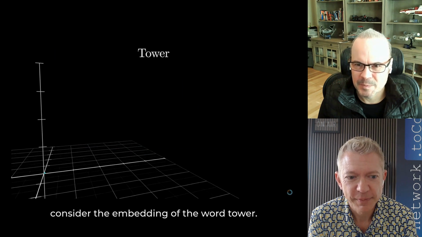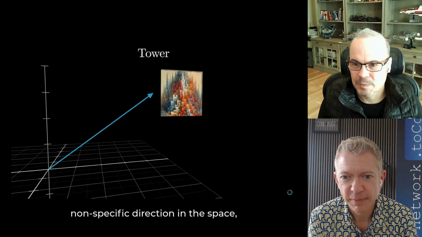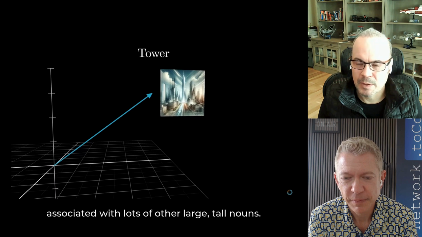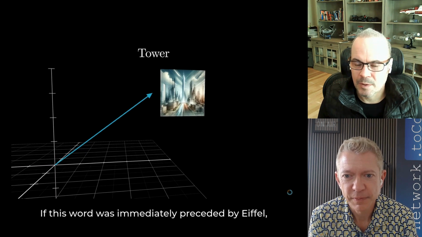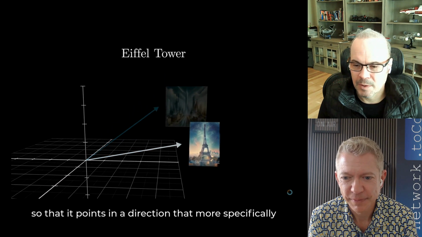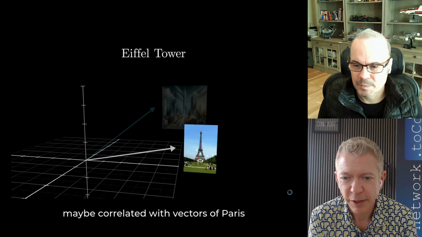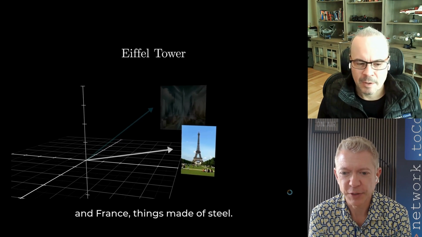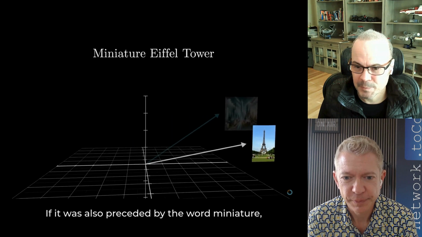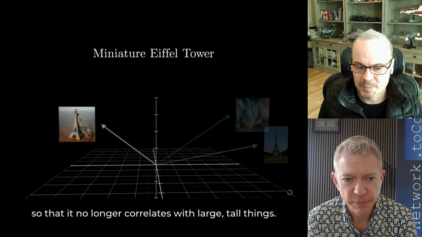To take another example, consider the embedding of the word tower. This is presumably some very generic, non-specific direction in the space associated with lots of other large, tall nouns. If this word was immediately preceded by Eiffel, you could imagine wanting the mechanism to update this vector so that it points in a direction that more specifically encodes the Eiffel Tower, things made of steel. If it was also preceded by the word miniature, then the vector should be updated even further so that it no longer correlates with large, tall things.